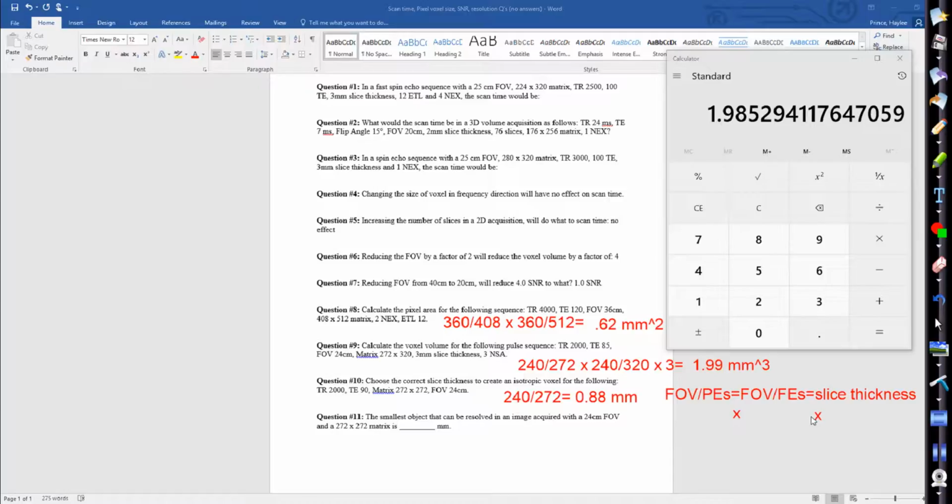What are the multiplication signs again? Why are we doing the multiplication again? That's just to calculate a voxel volume. Oh, yeah, but I was just saying the first equation above it is what represents an isotropic voxel, because everything is equal on all sides.